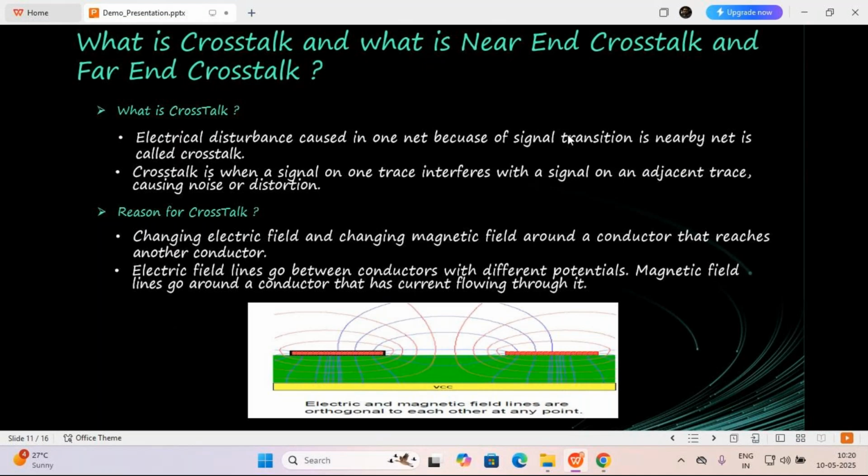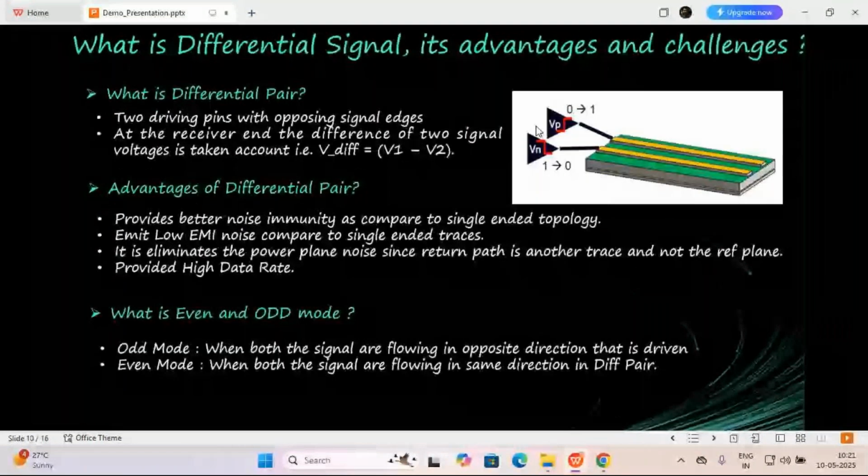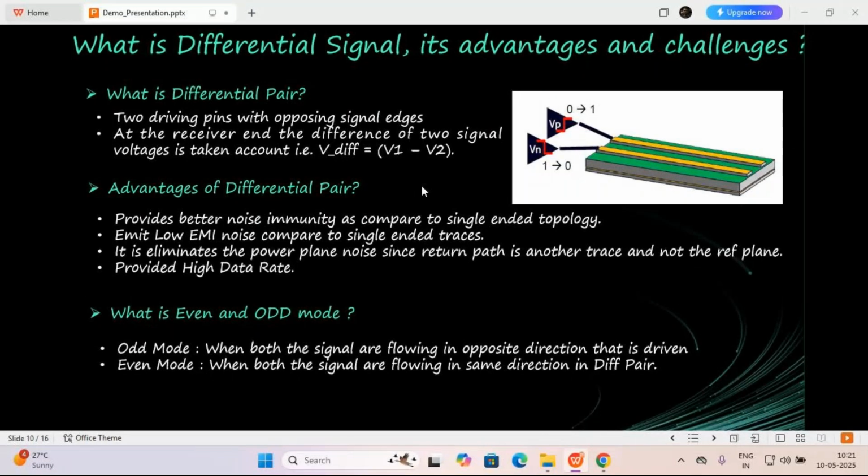Then, what is crosstalk, what is near-end crosstalk, and what is far-end crosstalk? And what are the challenges of routing a differential pair? The first challenge is that you require more spacing as compared to a single-ended signal, since you have two traces which have to go side by side throughout the path. You cannot break the coupling, in the sense that you cannot change the distance between both conductors. If the distance changes, you will lose your impedance, because the impedance of the differential pair depends upon the distance between the two conductors.